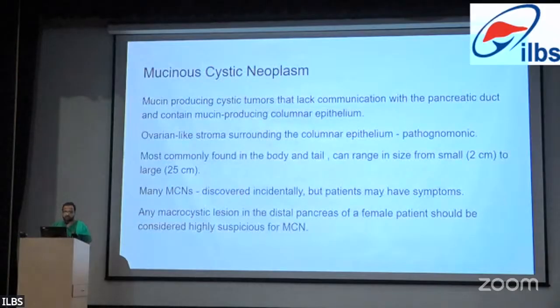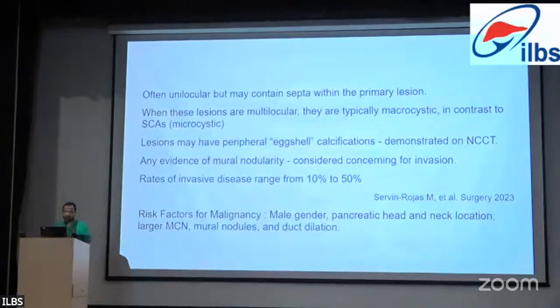Mucinous cystic neoplasm usually does not communicate with the MPD and contains mucin-producing columnar cells with classical ovarian stroma surrounding the columnar epithelium. Usually found in the body and tail, in around 40 to 50-year-old females, and these are usually discovered incidentally, but patients may have symptoms. So any macrocystic lesion in the distal pancreas of a female patient should be considered highly suspicious for an MCN.